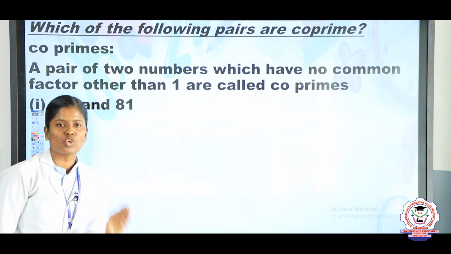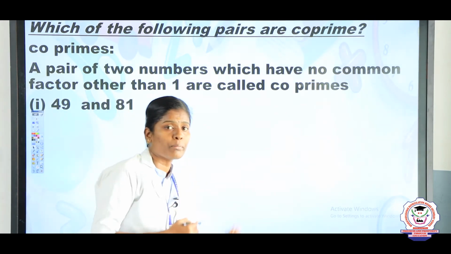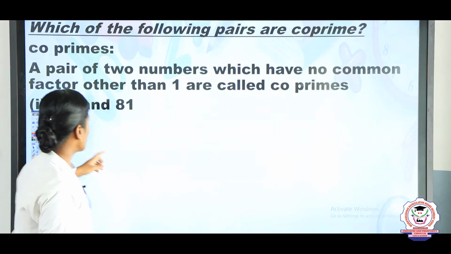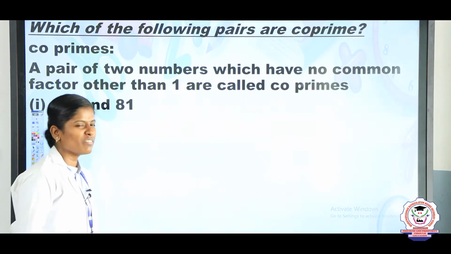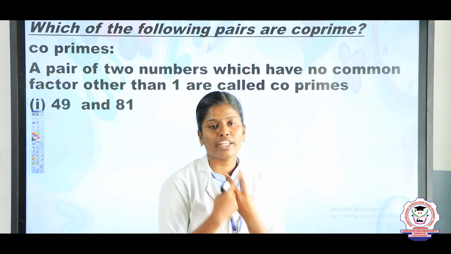Next, the last topic is: which of the following are the pairs of co-prime? So, what is meant by co-prime? Listen here, co-prime means a pair of two numbers which have no common factor. Already you know. So, we take any two numbers.